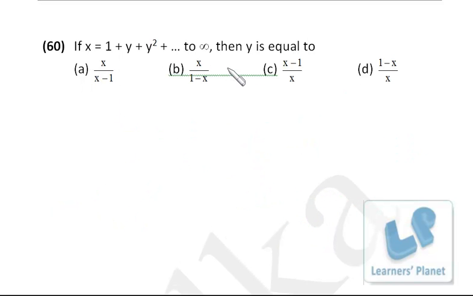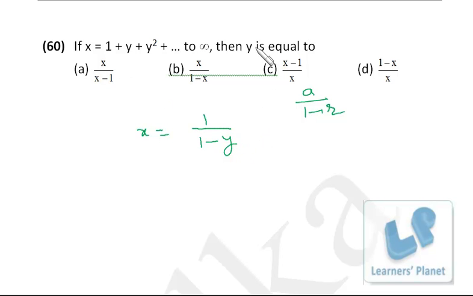X is equal to 1 plus y plus y square and so on, this is up to infinity. Again, it's a geometric progression with common ratio y. So an infinite geometric progression. So the sum of this series, that is 1 plus y plus y square, will be A, that is 1 upon 1 minus R. Here R is y, right? The sum is given to us as x, that is the first term upon 1 minus the common ratio. The first term is 1, the common ratio is y, right?